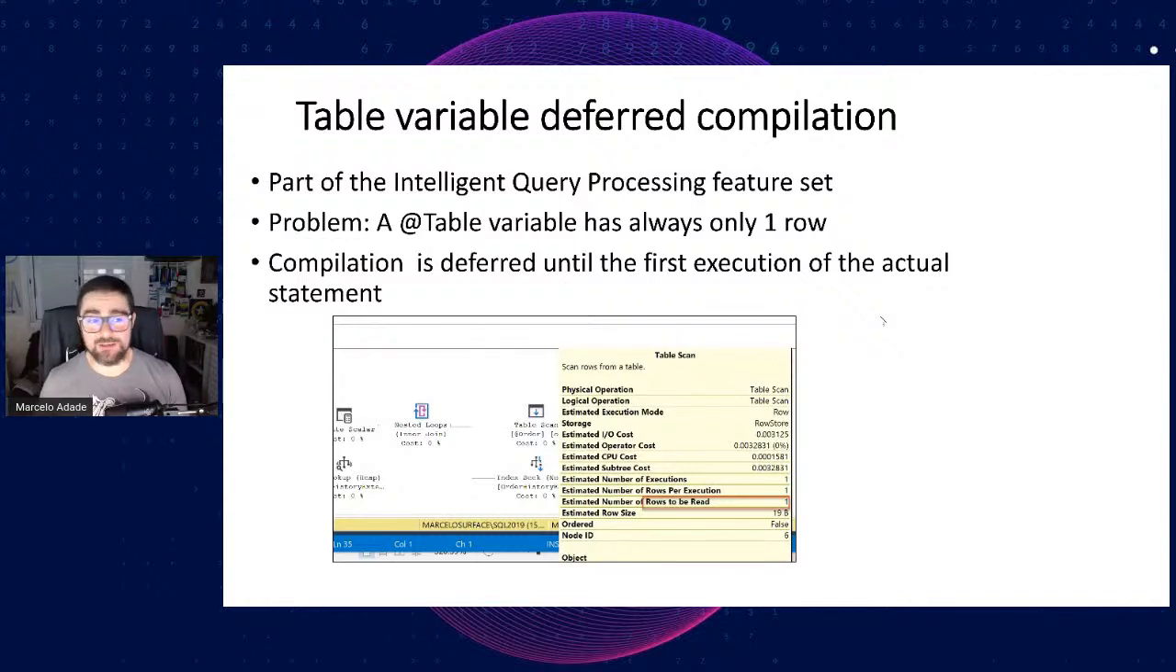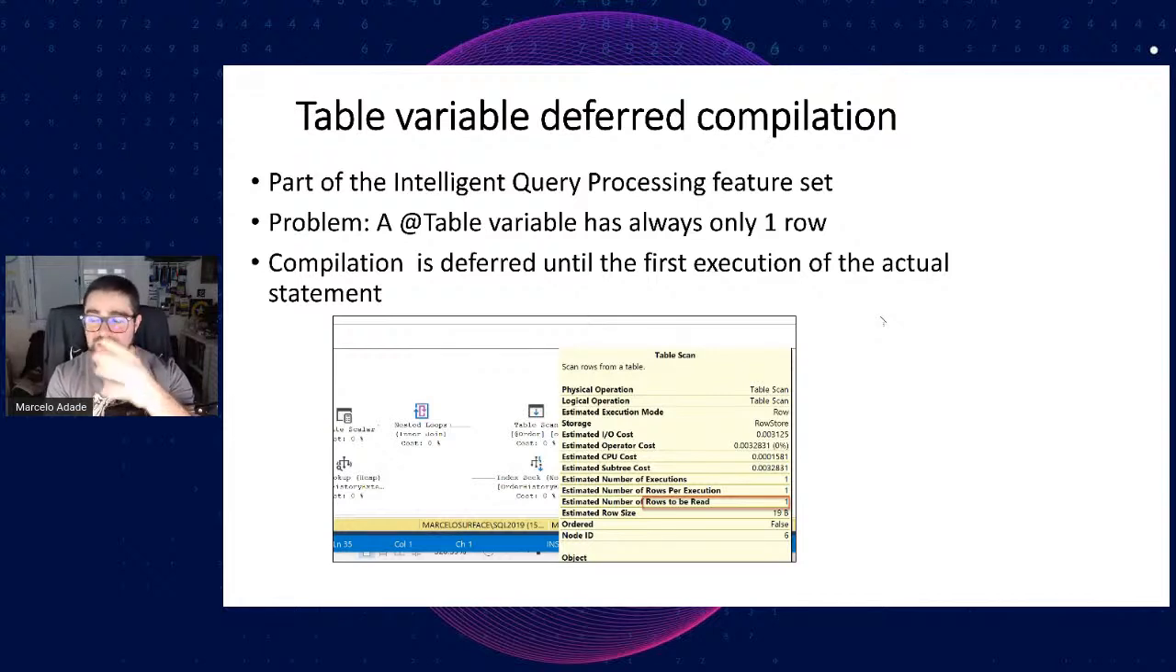And what's the potential problem with a table variable? I'm not talking about a temporary table, the one with a hashtag in front of it. I'm talking about the table variable. The main problem with it is that SQL Server only estimates that the query processor is only going to read one row for a table variable.